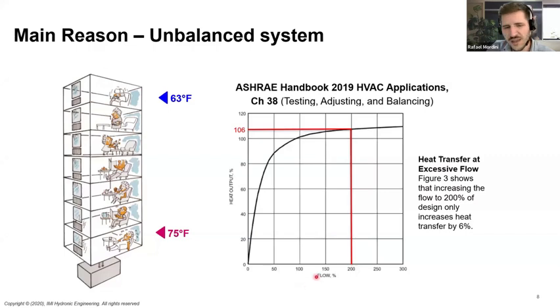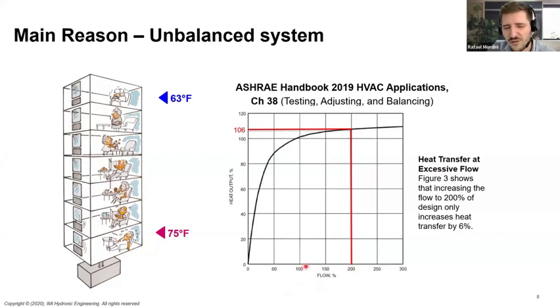Some people might think the control system, the BMS, will notice the overflow. And this is incorrect, okay? We are not measuring flow rate in the system. The only thing we measure is the temperature in the room.